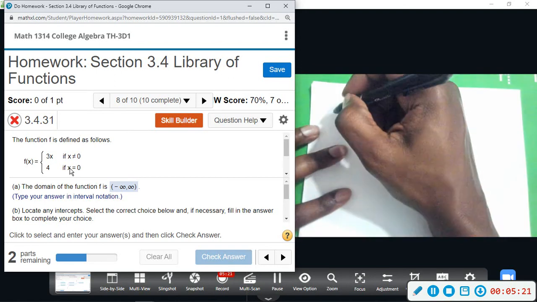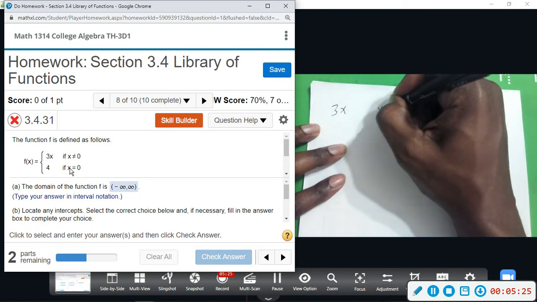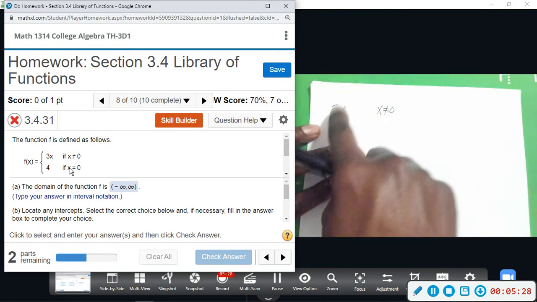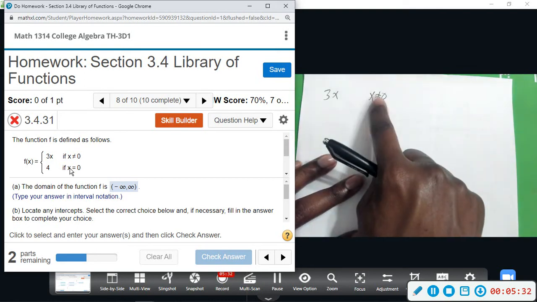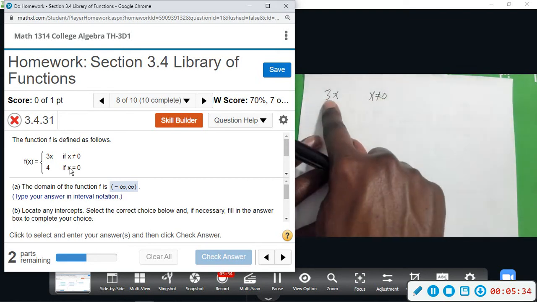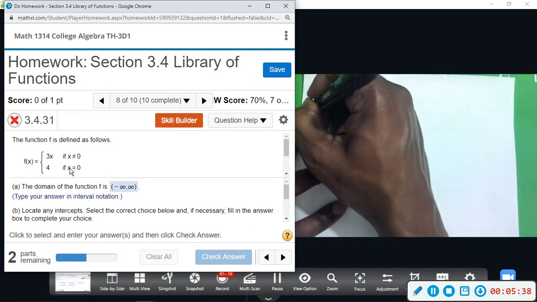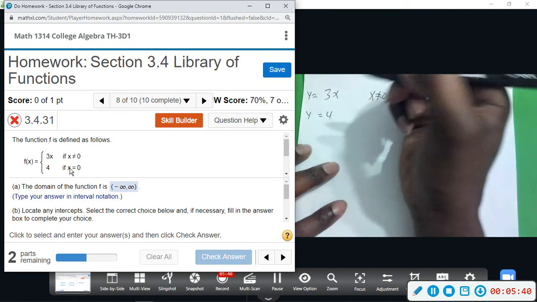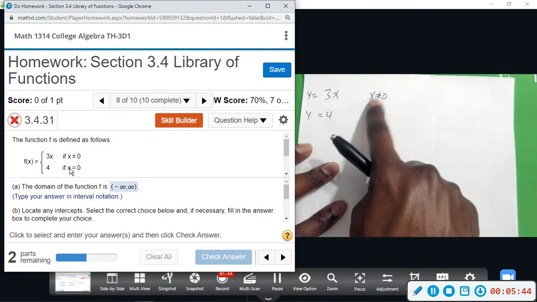So we got two parts. We have 3x, and we have x cannot be 0. So the only thing we can try to find here is the x-intercept, because we cannot let y be 0. And these both, you can look at them as y equals one part, and then we have another one, y equals 4. Okay, so in this expression, x cannot be 0, so there's no y-intercept.